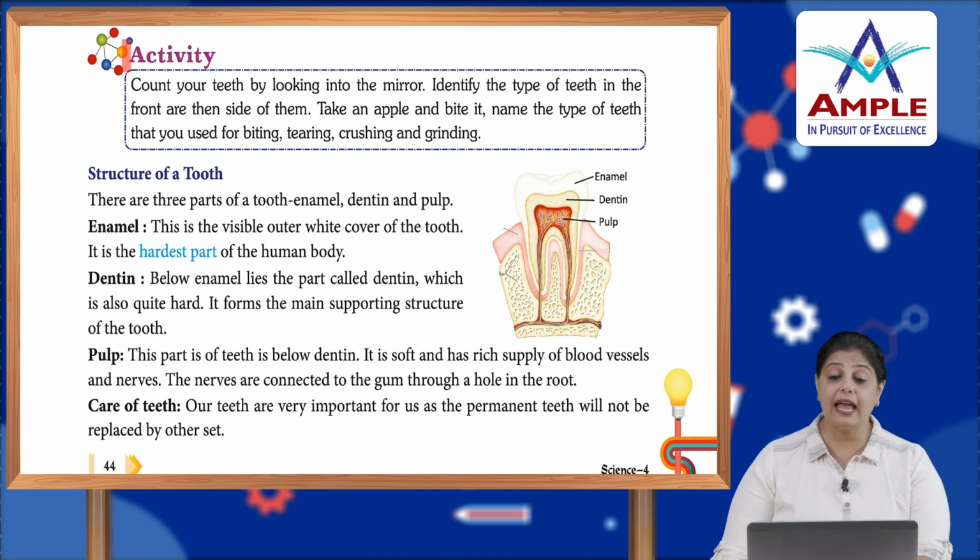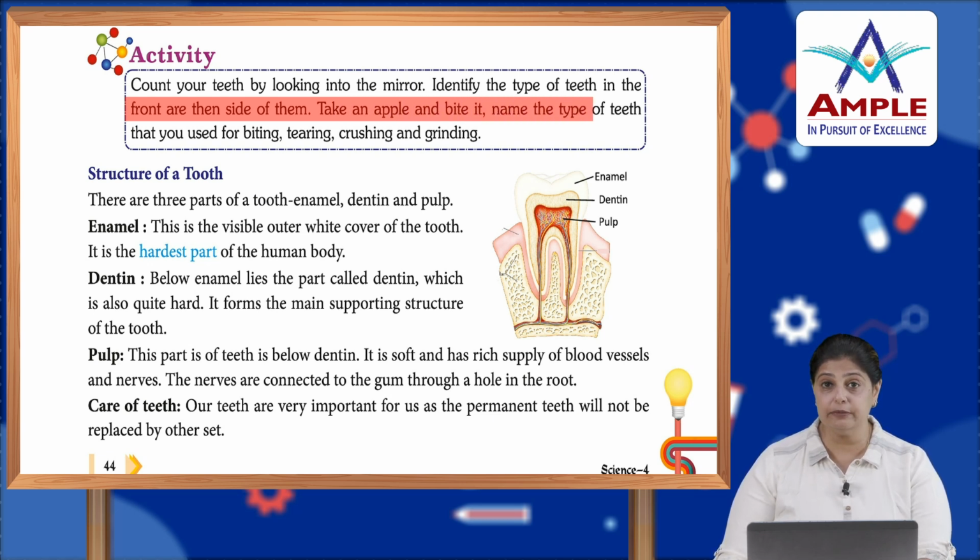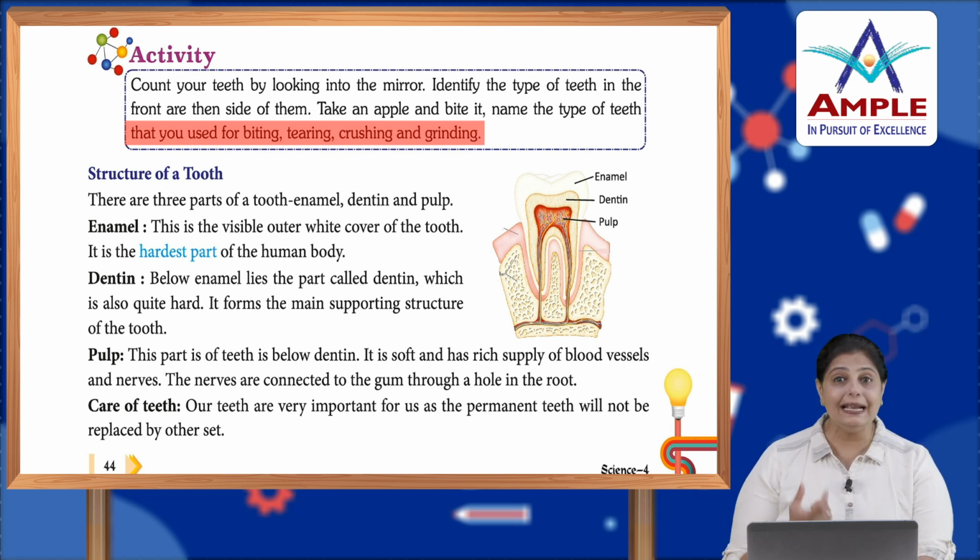Now you have an activity here. Count your teeth by looking into the mirror. Identify the type of teeth in the front and then the teeth that are next to it. Take an apple and bite it. Name the type of teeth that you use for biting, for tearing, for crushing and grinding. When you bite the apple, note all the teeth that are involved in the process till you swallow the apple, till the time it enters your food canal.